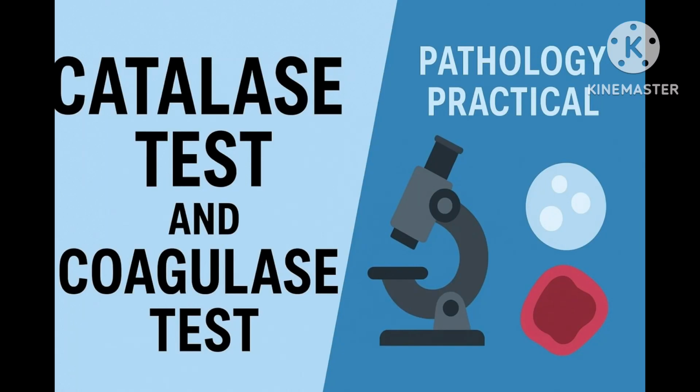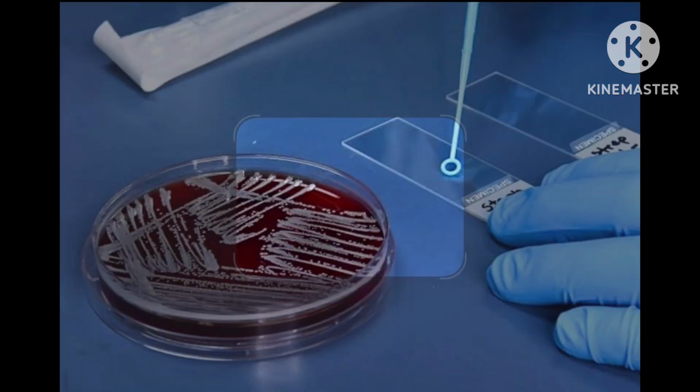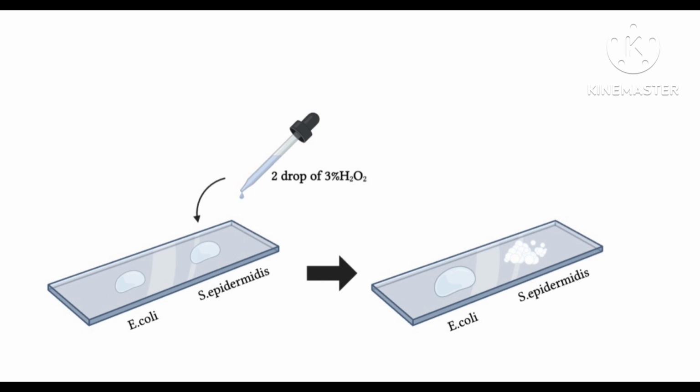Today we are going to learn two very important diagnostic tests in micro practicals, catalase test and coagulase test. These tests are commonly used to differentiate between gram-positive cocci like Staphylococcus and Streptococcus, and also distinguish between Staphylococcus aureus and other staphylococci. So let's start step by step. First of all, we'll discuss the catalase test. What is the principle of this test?